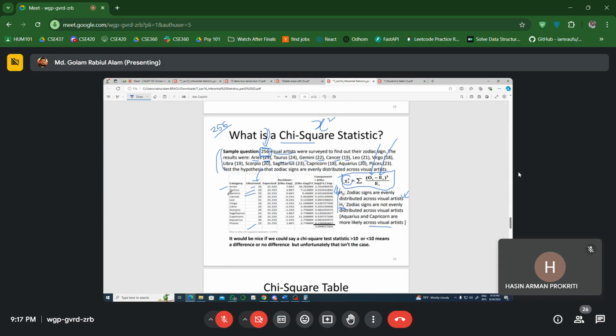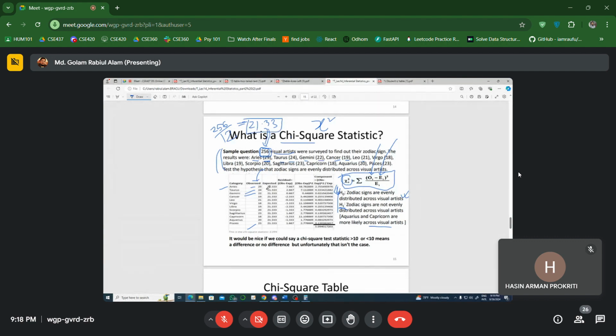Aries, Taurus, and so on: 1, 2, 3, 4, 5, 6, 7, 8, 9, 10, 11, 12. So we have to divide it by 12, and you will get 21.33. This is the expected number of people in each group.